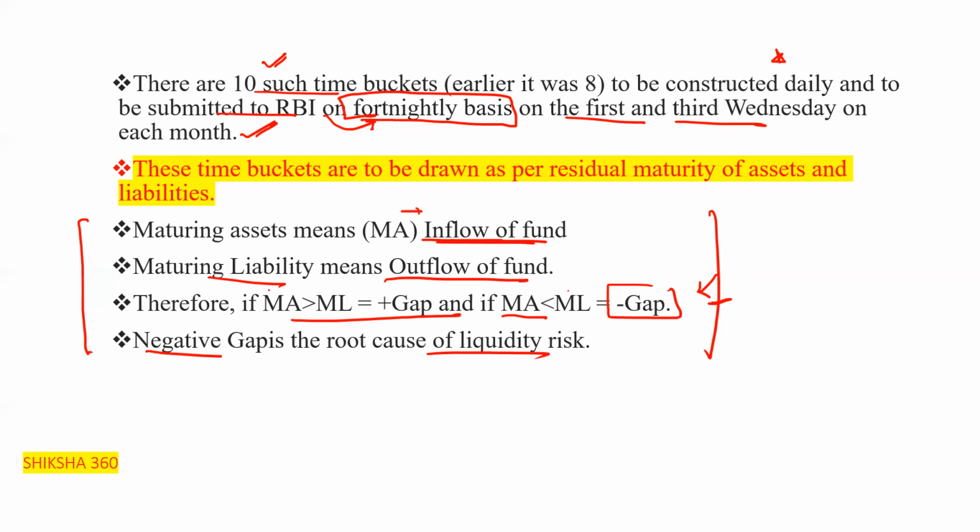If we have more maturing assets than maturing liabilities, our gap is positive, and if our maturing assets are less than our maturing liabilities, our gap is negative. This negative gap is the root cause of liquidity risk.